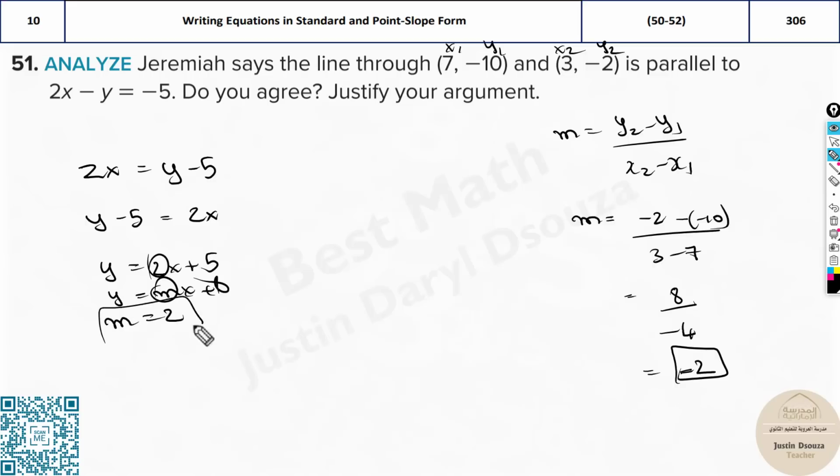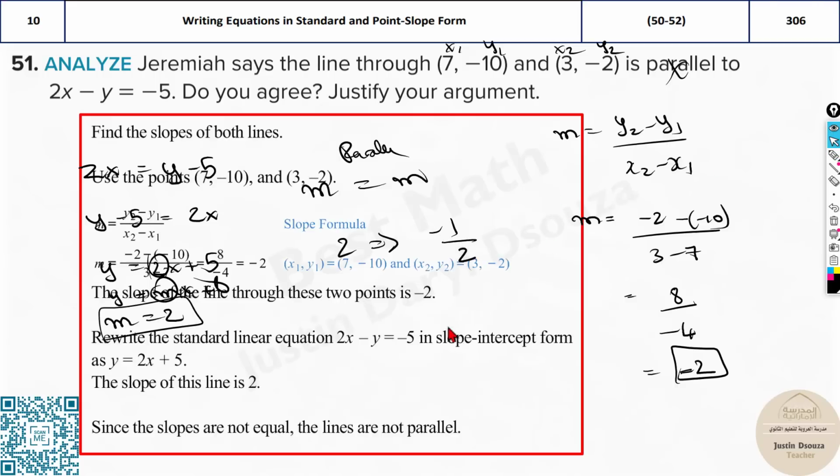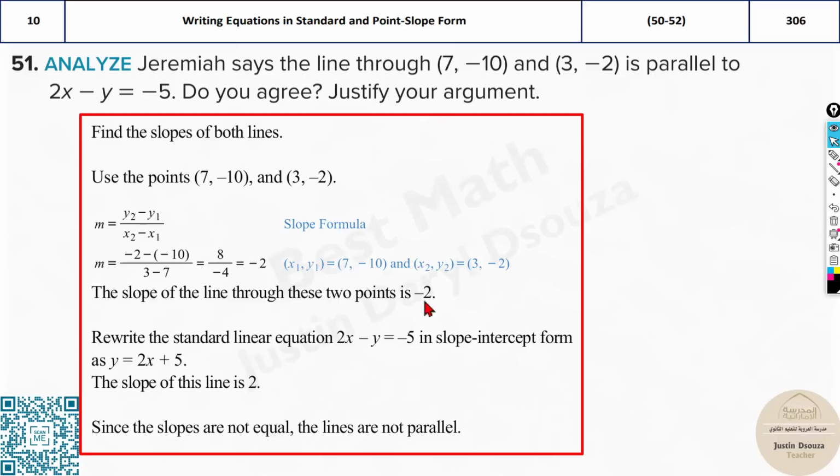Are the slopes equal? No, they are not parallel. Are the slopes perpendicular? No. If it had to be perpendicular, if you have 2, then the other one will be minus 1 by 2, which is not the case. So we can tell they are neither. The slopes are not equal, the lines are not parallel, and it is also not perpendicular because they are not negative reciprocals, not inverse of each other.